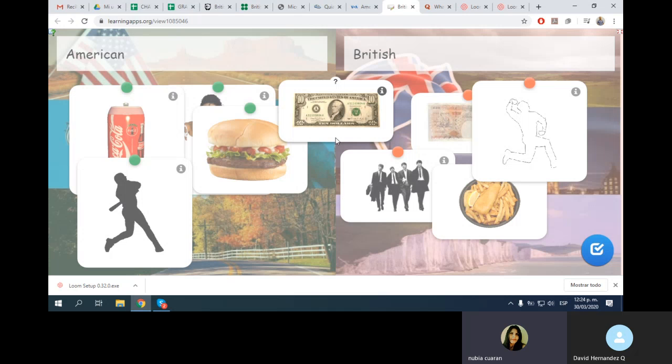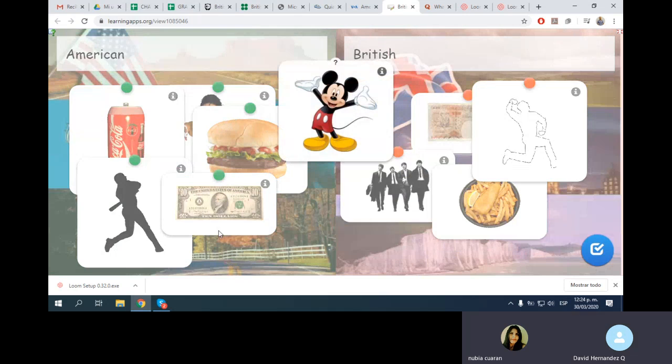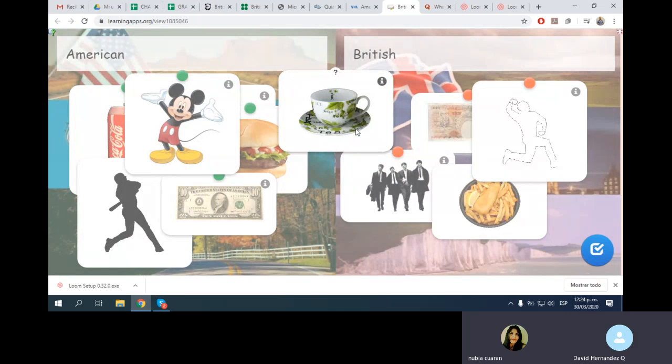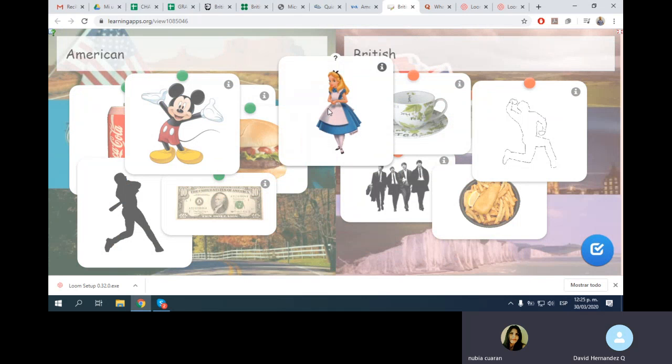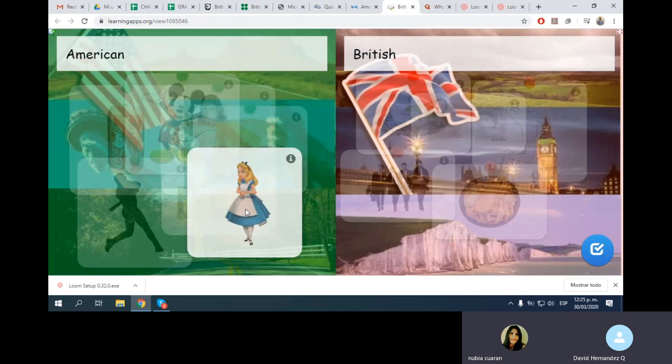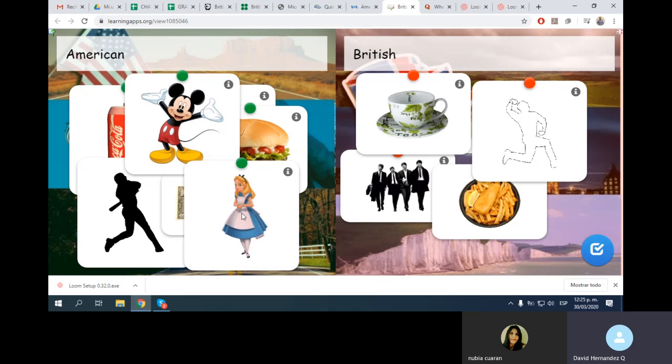The ten dollar, American dollar. Okay. Mickey Mouse, American. A cup of tea, British. Okay. And this is like Cinderella. American. Yeah, well, I also agree on this girl being American. I don't know why the system put it like British, but it's all right.